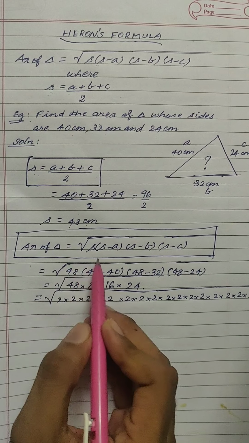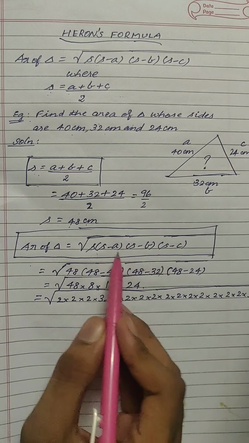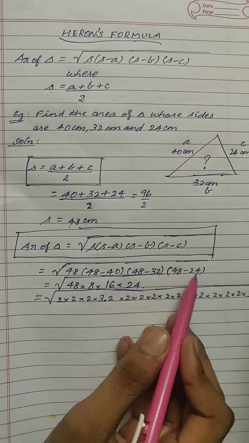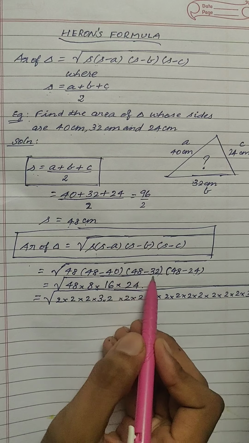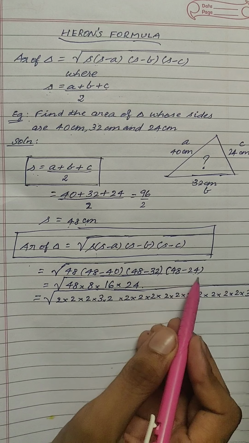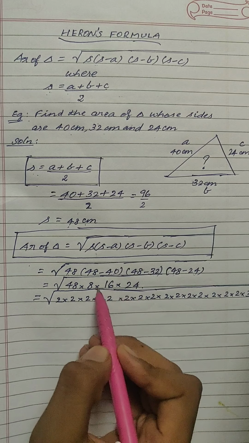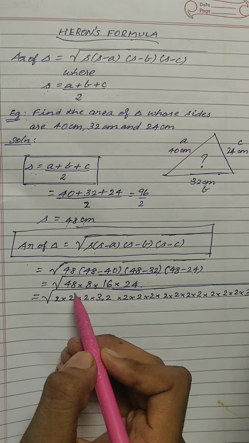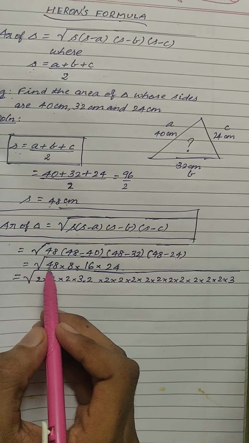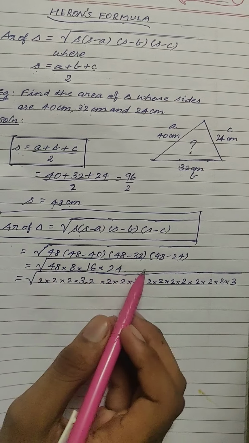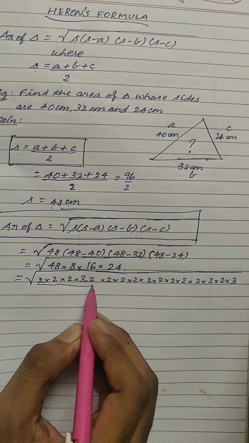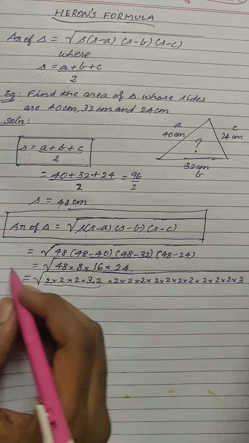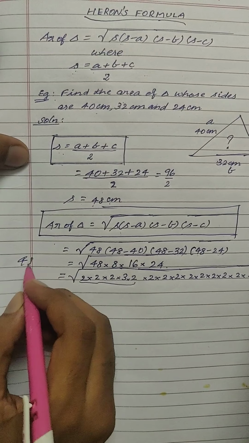So substitute 48 wherever s comes and substitute a, b, c wherever they come. So now 48 minus 40 is 8, 48 minus 32 is 16 and 48 minus 24 is 24. So you have multiplication in between these elements. So now what you have to do is you have to do prime factorization for all these numbers. So 48 can be written as 2 into 2 into 2 into 3 into 2. So you know prime factorization, right?